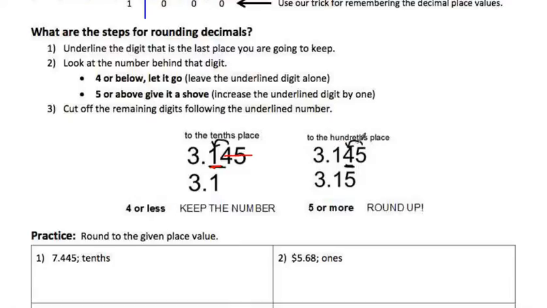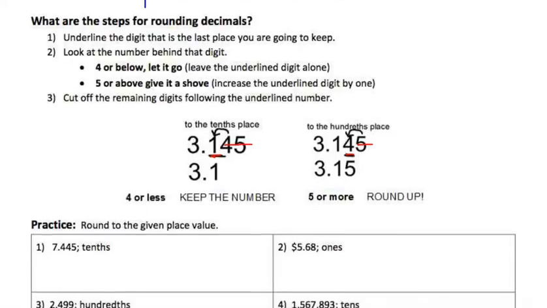Now, if we look here, if we round to the hundredths place, which the 4 is in, I look behind at the 5. The 5 is 5 or above, so I have to give the 4 a shove, and it becomes a 5, and then I get rid of the 5 that's behind. So I'm going to round that up. So let's do some practice with that.